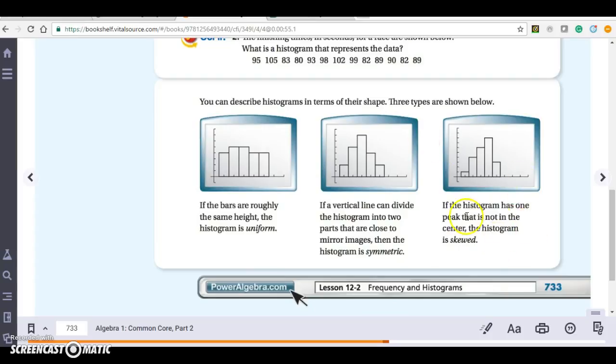And if the histogram has a peak that is not in the center, then the histogram is skewed. So here, this is not centered. This is more the center, and this is over. So this is called skewed.